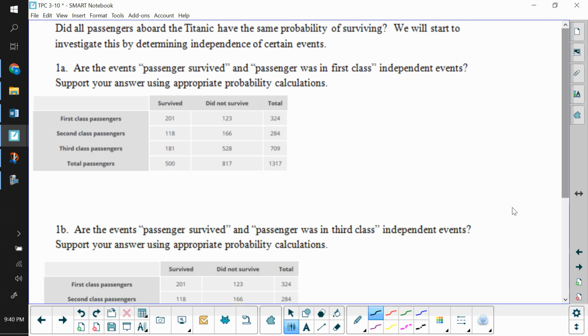And once you have your calculators out, if you could go ahead and read all the way through question 1A there.